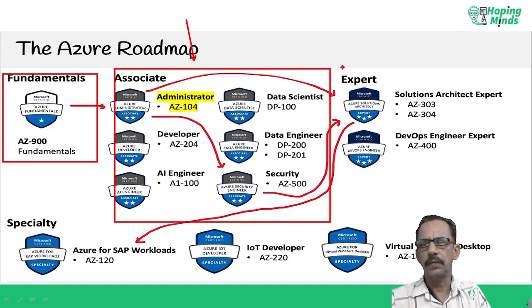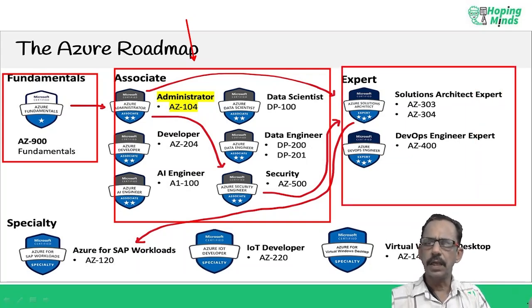Then expert level. Same four stages as we discussed in AWS. Then come to the expert level, or there was the word professional level in AWS. Here also there is solution architect expert AZ 303, AZ 304, and DevOps engineer expert, which is AZ 400.